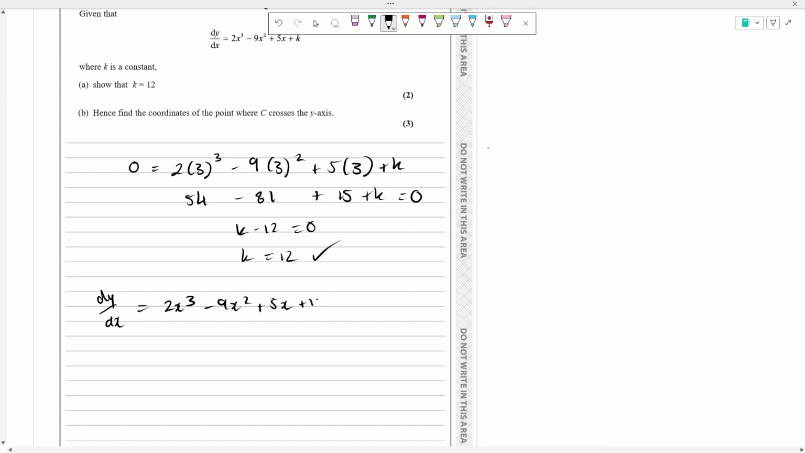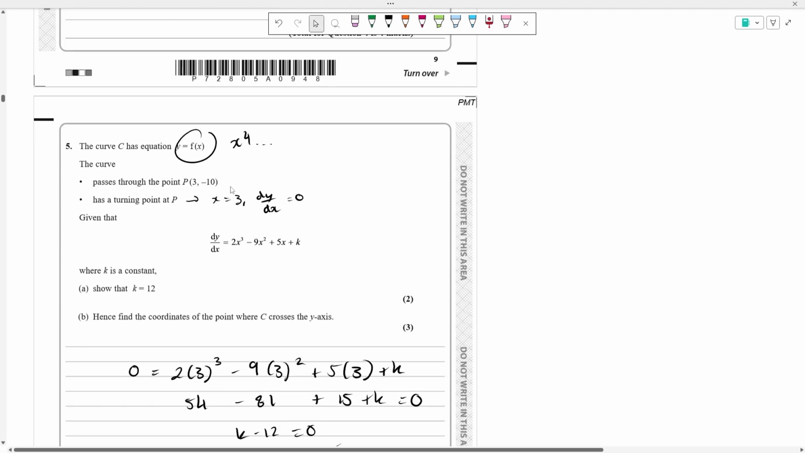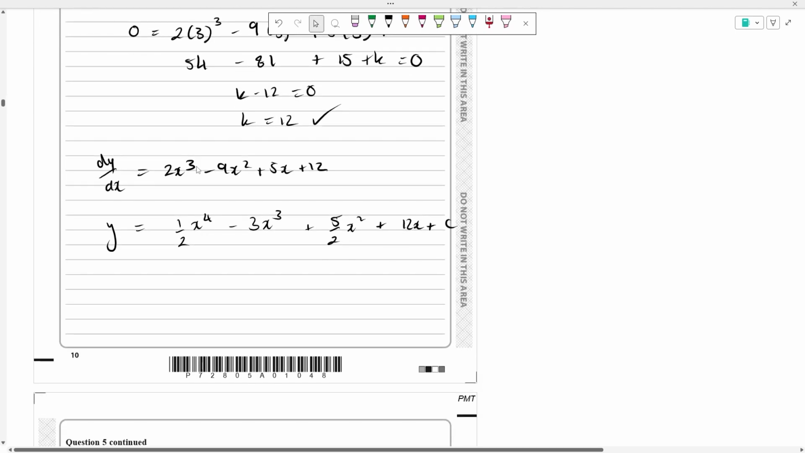like so. And then that means that y is equal to x to the power of 4, but then we need to divide, so that's going to be a half, minus x cubed, 9 divided by 3 gives you 3, plus x squared, that's going to be 5 over 2, plus 12x, plus, let's use c. Okay, now we've got this point, (3, -10).